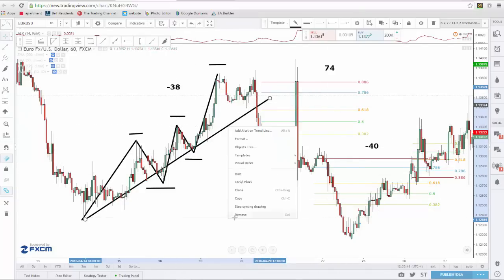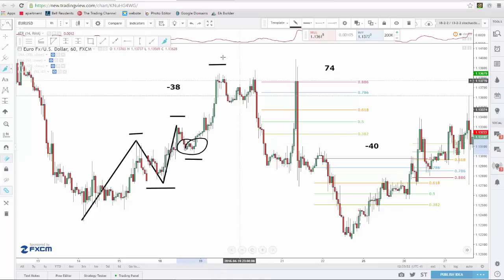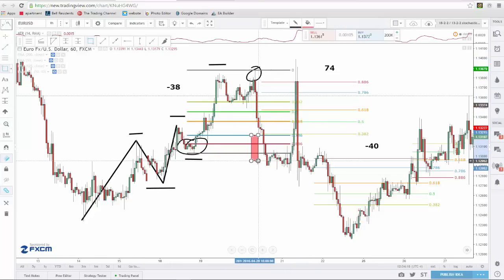And that's exactly what happened to us here, and that's the reason we lost 38 pips on this trade. We pulled our 786 retracement from the swing low up to our swing high, and as you can see, the 786 came in right here with our stop loss placed just under this swing low, and our profit targets up here.